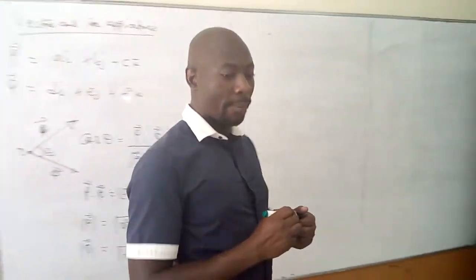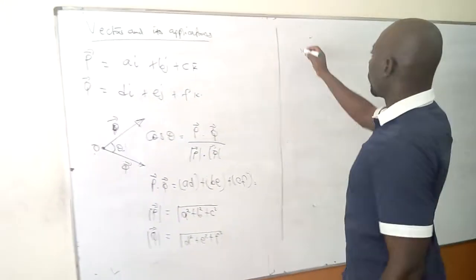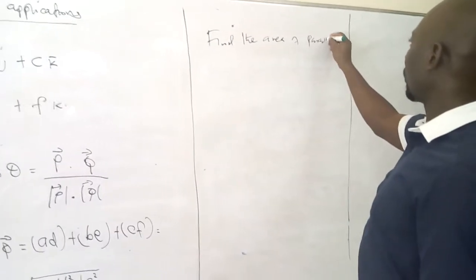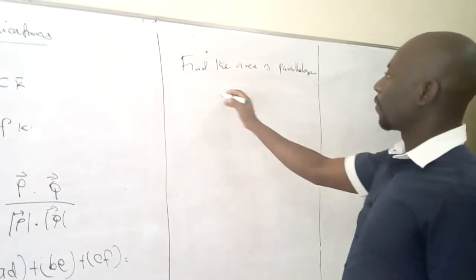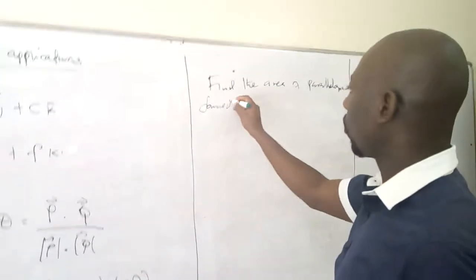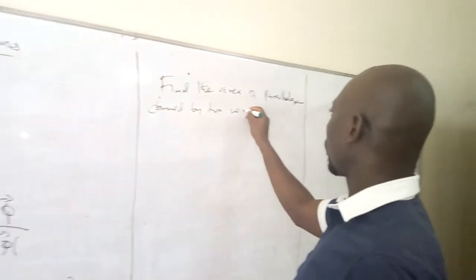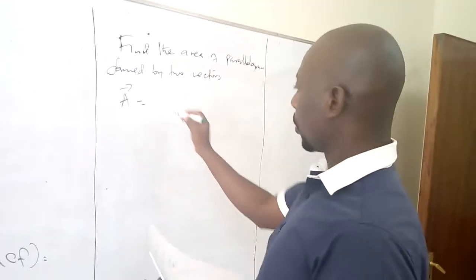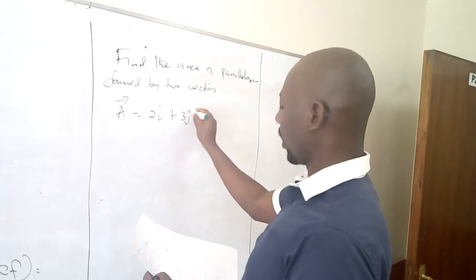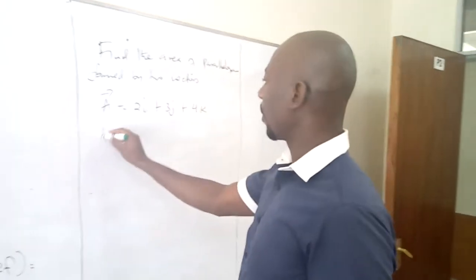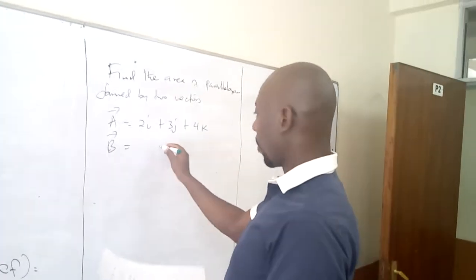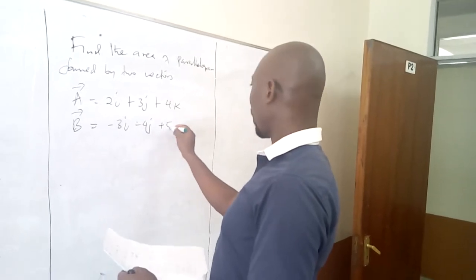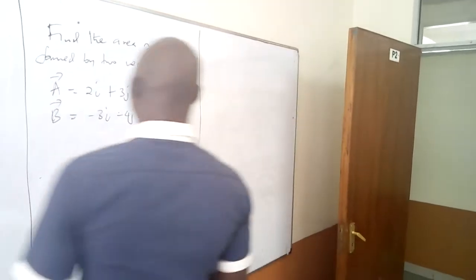So let's have an example. Find the area of the parallelogram formed by two vectors. Vector A given as 2i plus 3j plus 4k, and the vector B is given as minus 3i minus 4j plus 5k. So you have to get the area formed by that parallelogram.